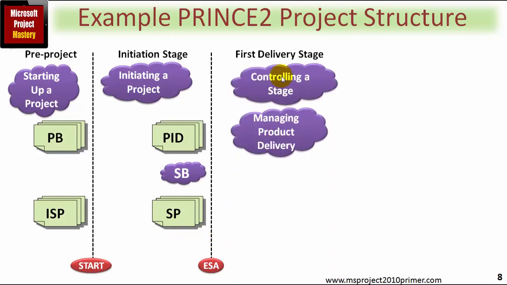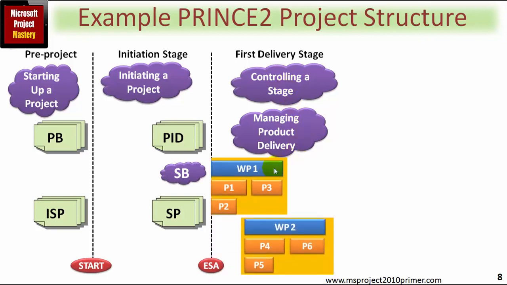The first delivery stage occurs where we use the controlling a stage process with the managing product delivery process. I've embedded the controlling a stage process activities within each Microsoft Project template. Within each stage there'll be at least one work package with some form of combination of product creation. These are merely diagrammatic to show that you may have one or more, and that the sequence and series of products within each work package may be some series or parallel combination.